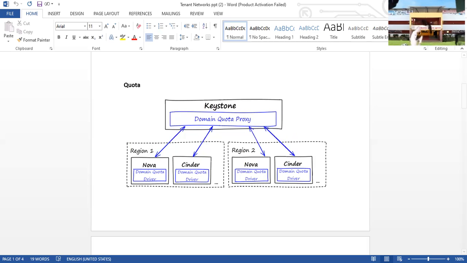The purpose of the design is to have two main blocks. One in Keystone we are calling the domain quota proxy, DQP. The other we are calling the domain quota driver, DQD. So the first is called DQP, that is a proxy, and the other is called the driver. DQP and DQD: one is called the proxy and the driver is divided into two parts.